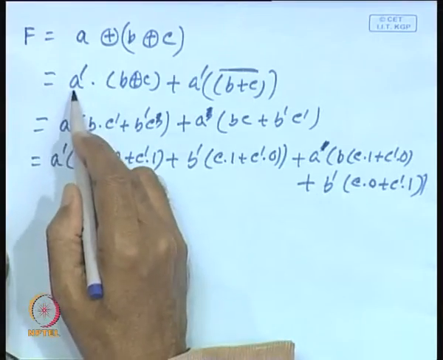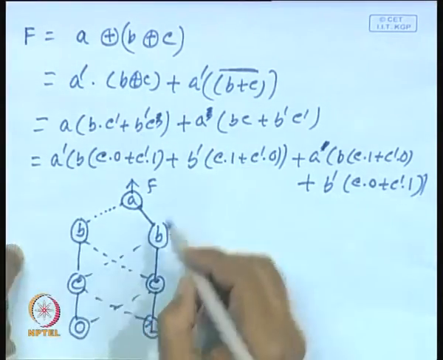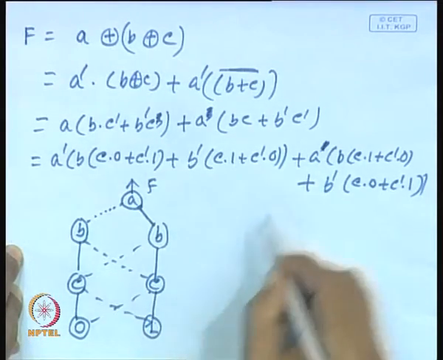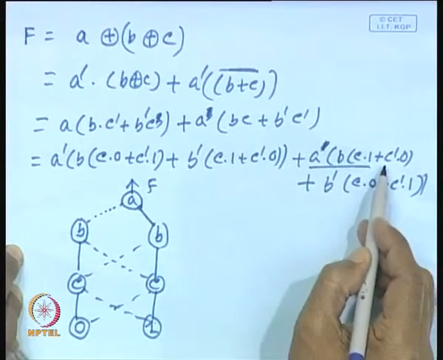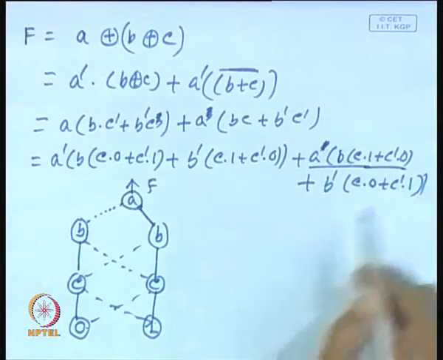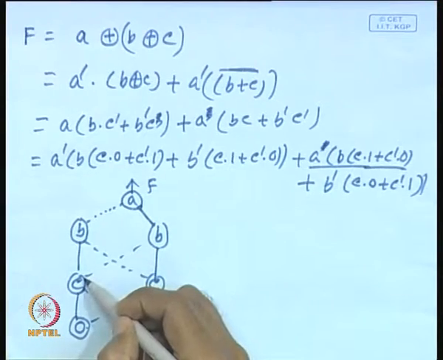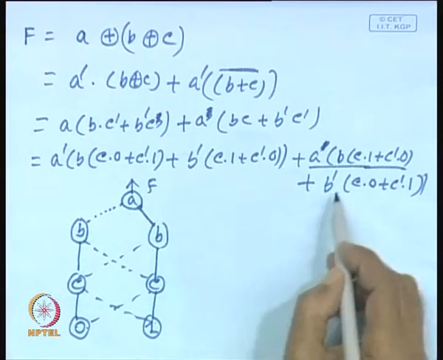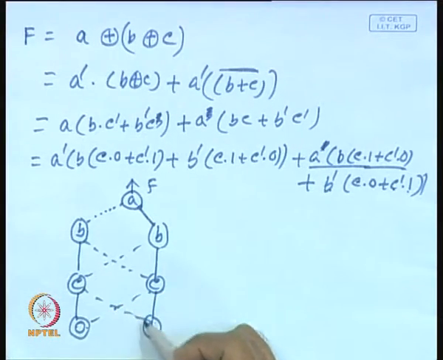So, that was wrong, A bar this and A this, okay. So, that was the wrong thing. So, A, you can see A B C goes to 1. So, this is one path, then A B C bar goes to 0, this path, this is complete. Then A B bar C goes to 0 and A B bar C bar goes to 1.